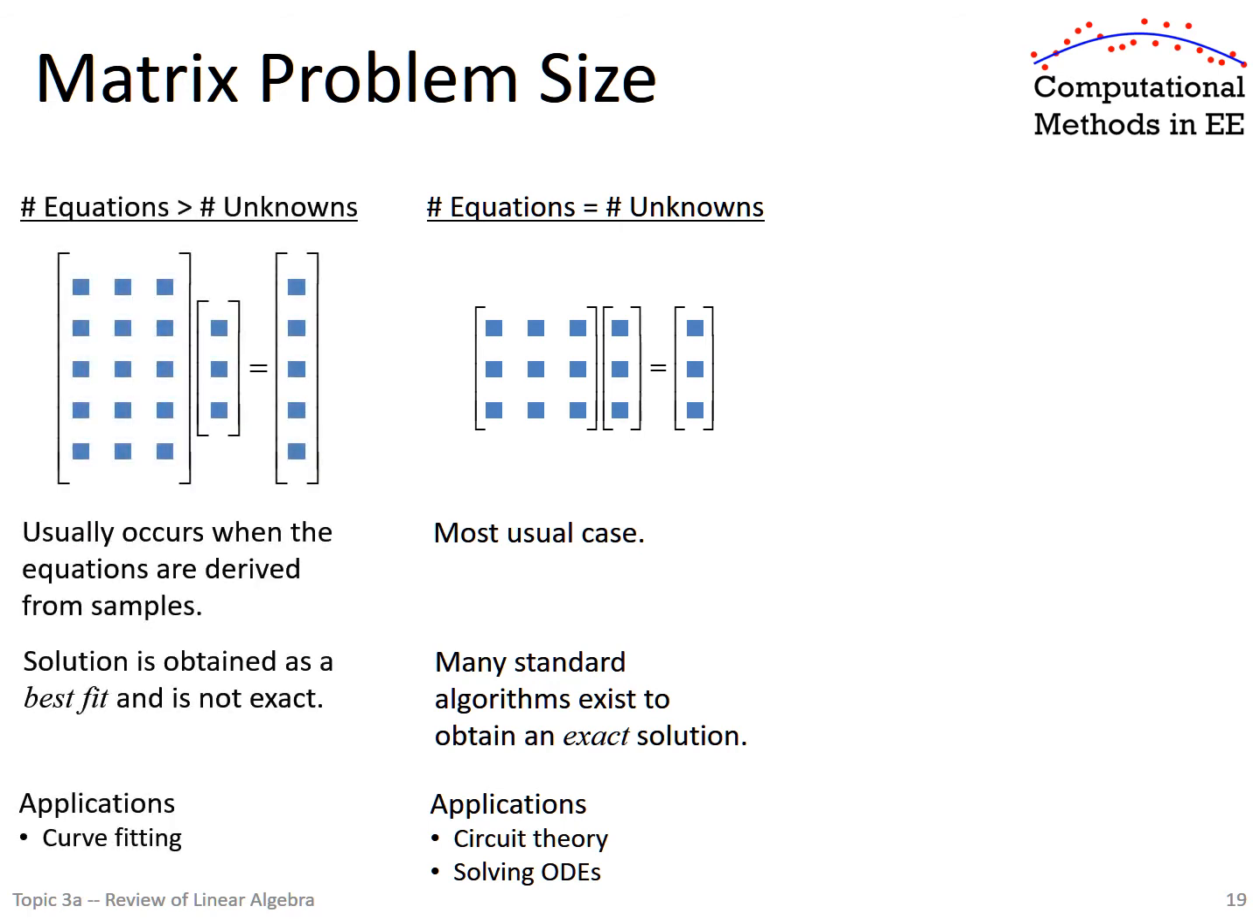There's also times where we will have more equations than we have unknowns. So we have more rows than we have columns. This happens in curve fitting. You may have a whole bunch of samples of data and you want to fit those to a line or a Gaussian or something like that. And this is not solvable by the standard algorithms that we talked about with the square matrices.